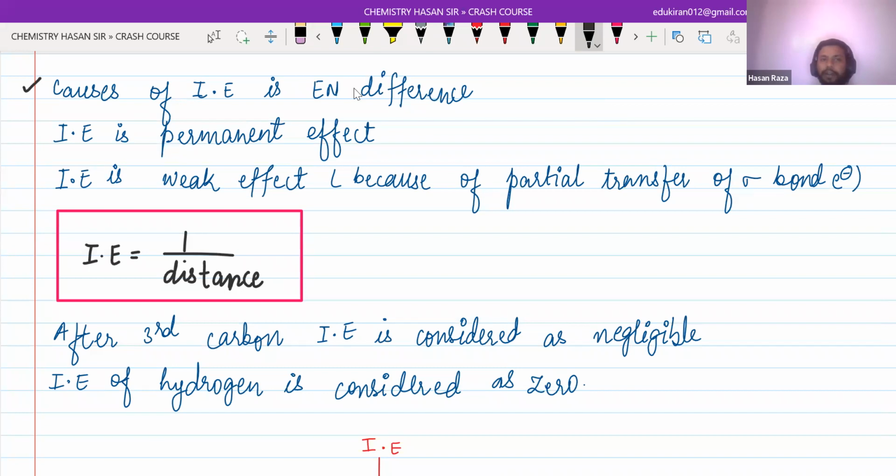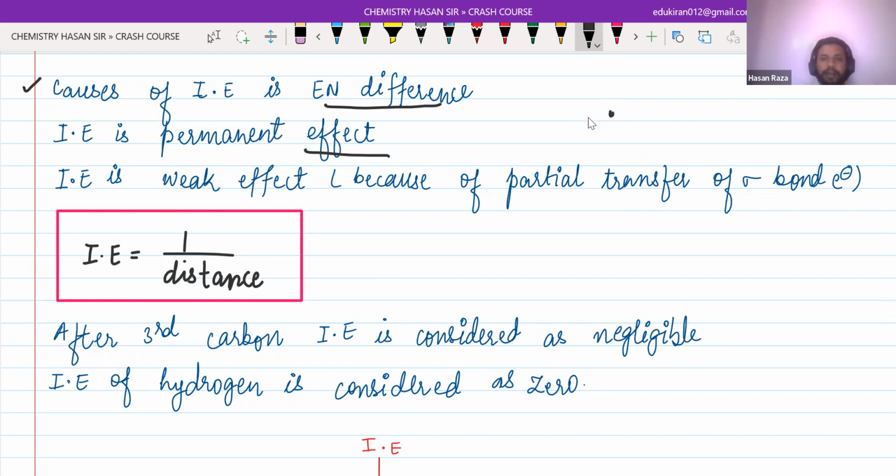The cause of inductive effect is electronegativity difference. Inductive effect is a permanent effect. It is a weak effect. Basically, it is weak because it has partial transfer of sigma bond electrons. Since it operates through sigma bond, we can call it sigma electron.